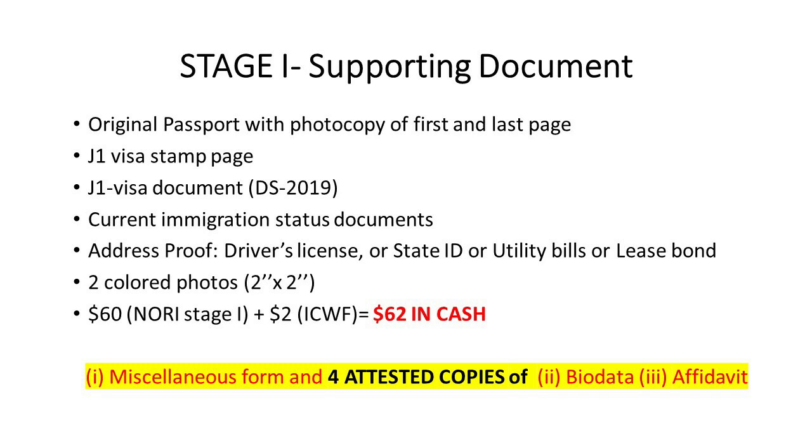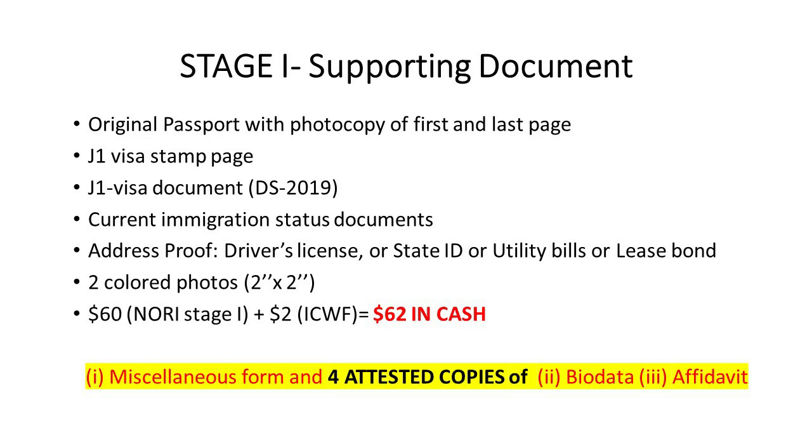Along with your passport and its copies, you have to take your J1 document or DS2019, original and photocopy. Besides these documents, you have to also take a proof of residence, which is your driver's license or the state ID card or a water bill or an electricity bill or a bond that you have signed with your leasing office. Take any one of these documents as the proof of residence. So collect all these documents, go to the Consulate General of India with $60 in cash. They won't accept payment by card, so make sure that you take cash to them.